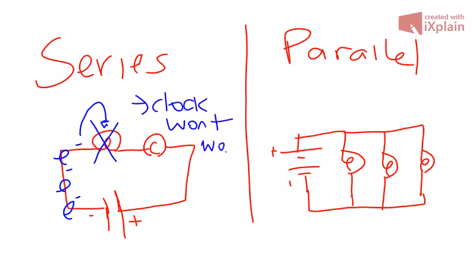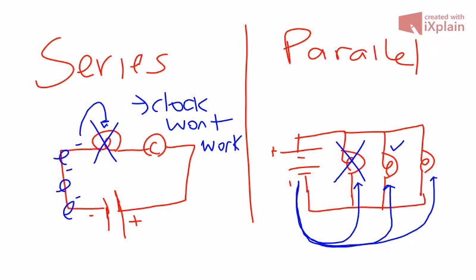What about in a parallel circuit though? What if this light bulb didn't work? Well, the electrons are traveling this way, so that light bulb won't work. But that's not the only pathway that the electrons have to travel. They could come down here, and this light bulb will still work. Or they could go down this way, and this light bulb will still work. So the devices still work.